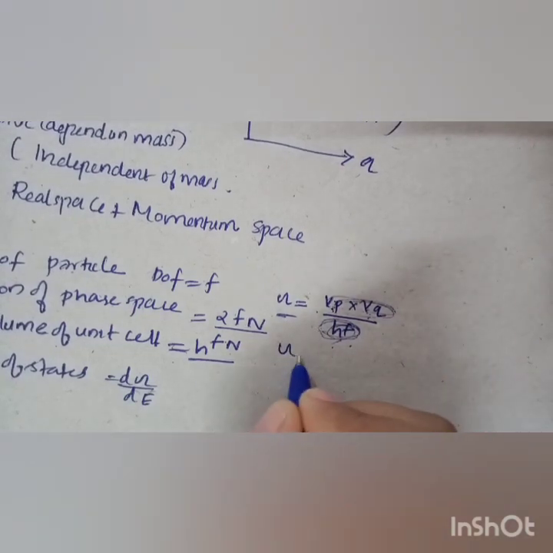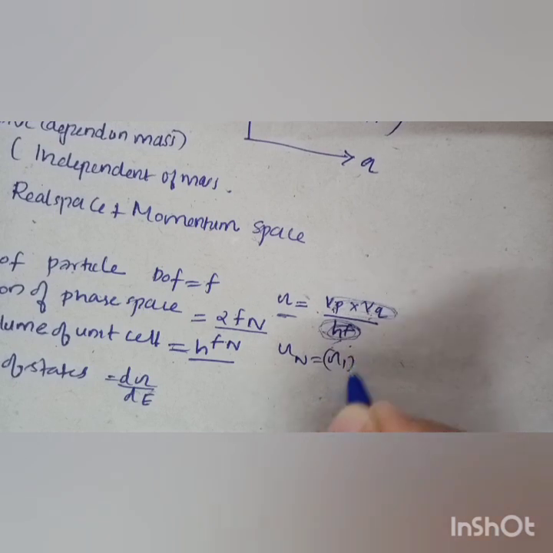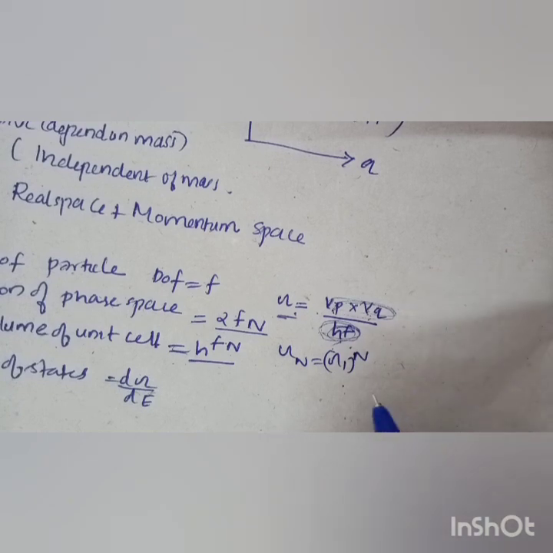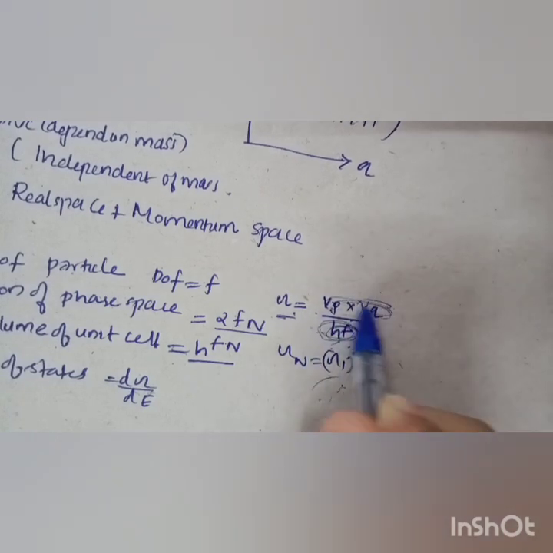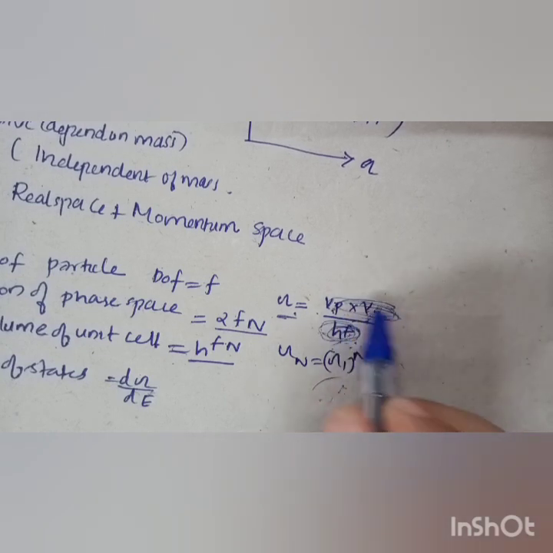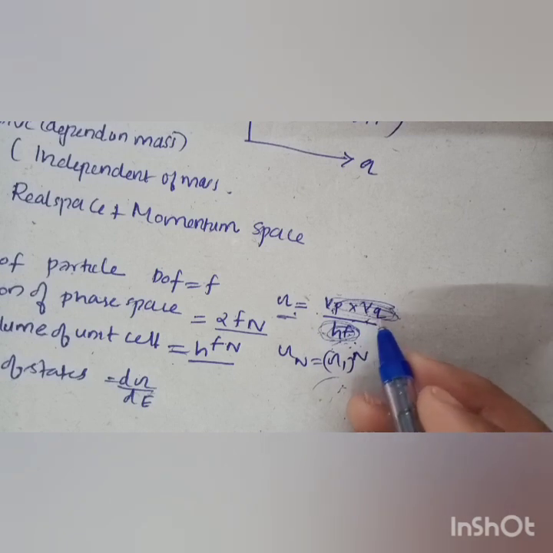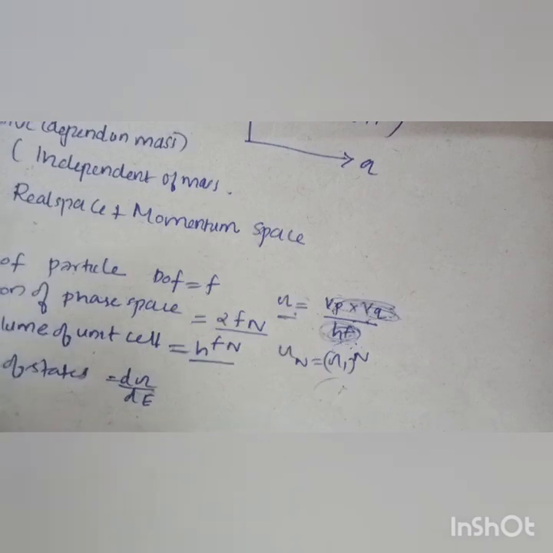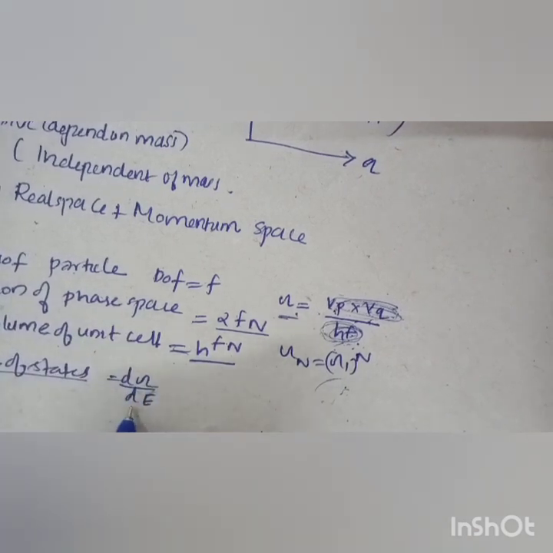For n particles, omega n is given by omega 1 all power n. So omega 1 is this, and omega 1 all power n is omega n. Okay, so this is all about the microstates. The number of microstates is given from the phase space, that is the total volume of the phase space divided by the volume of unit cell. The volume of unit cell is given for one particle, that is h power f, and the volume of phase space is momentum space into position space. So you get the total volume of phase space, and from that we arrive at the density of states, that is d omega by dE.